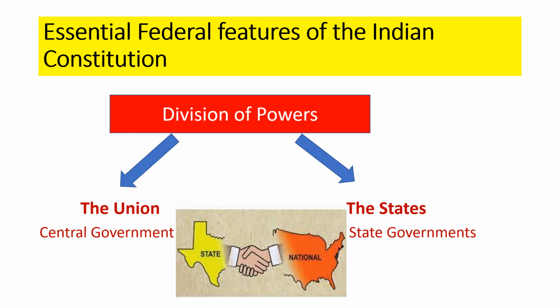Let us now consider the essential federal features of the Indian Constitution one by one. The first and the foremost feature is the division of powers. The Indian Constitution is a federal type. It establishes a dual polity, a two-layer governmental system with central government at one level and the state government at the other.